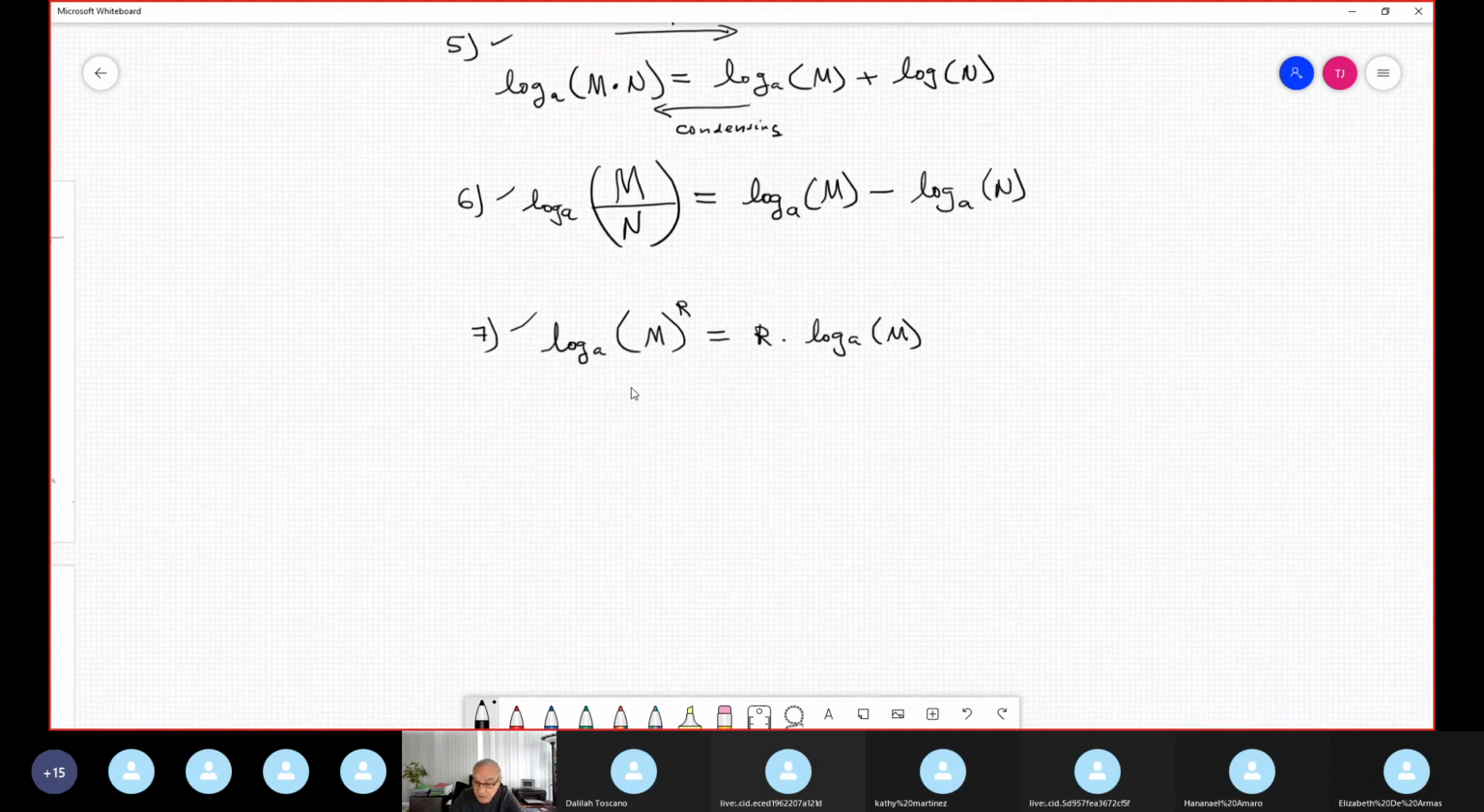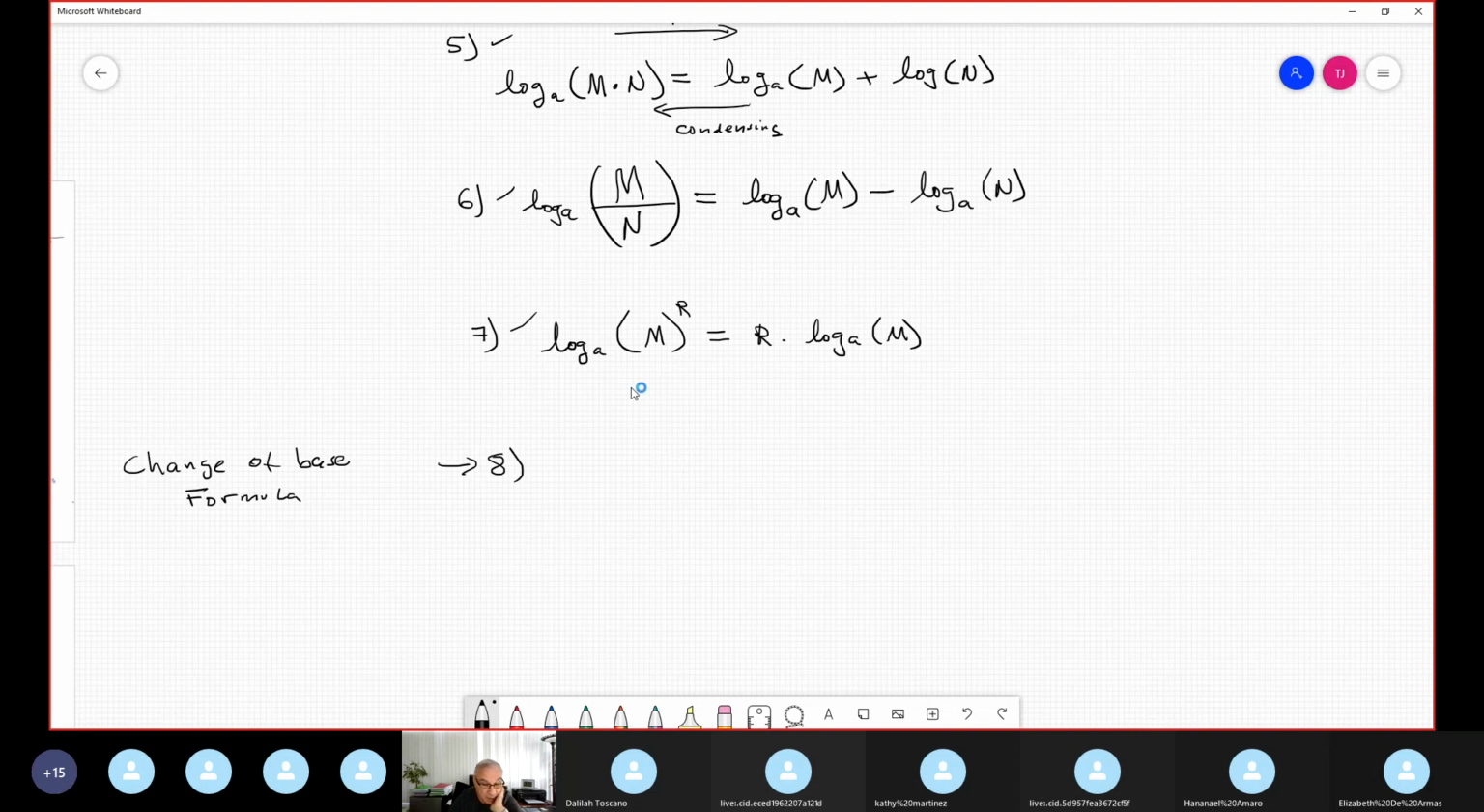And finally, the property number 8. Wow, it's the most important property. And it receives a special name. The name of this property is the change of base formula. This formula allows us to compute any logarithm. Remember in the last class, we computed the logarithm using intuition without a calculator. But today, no. Today we are using the calculator.